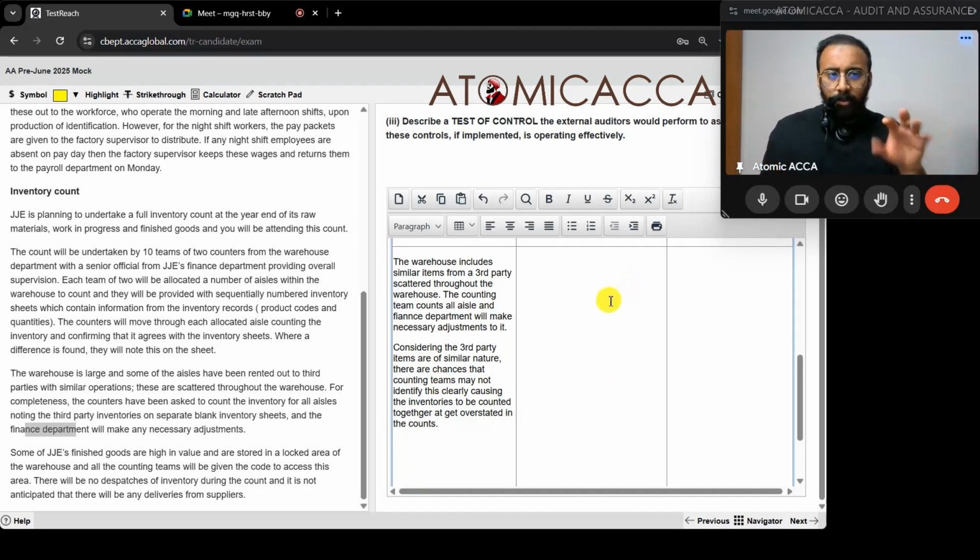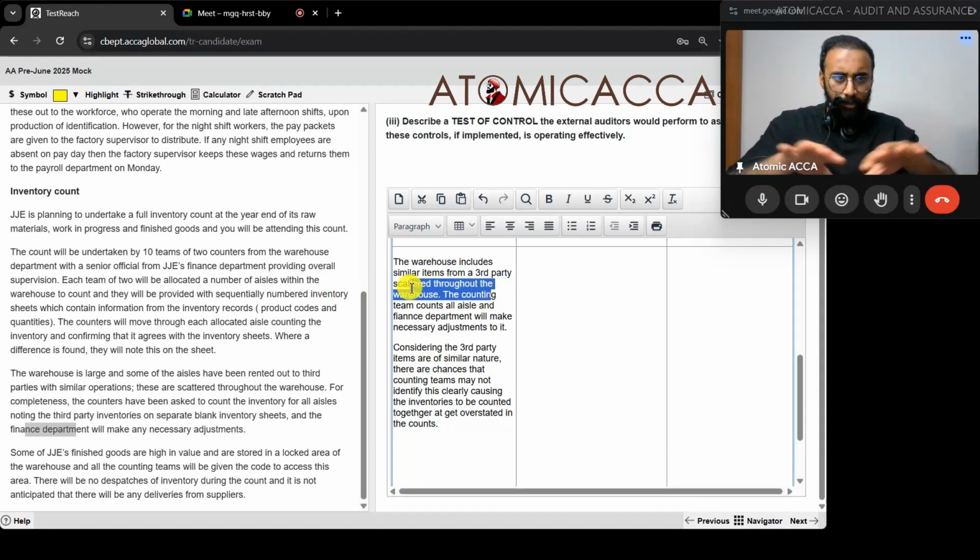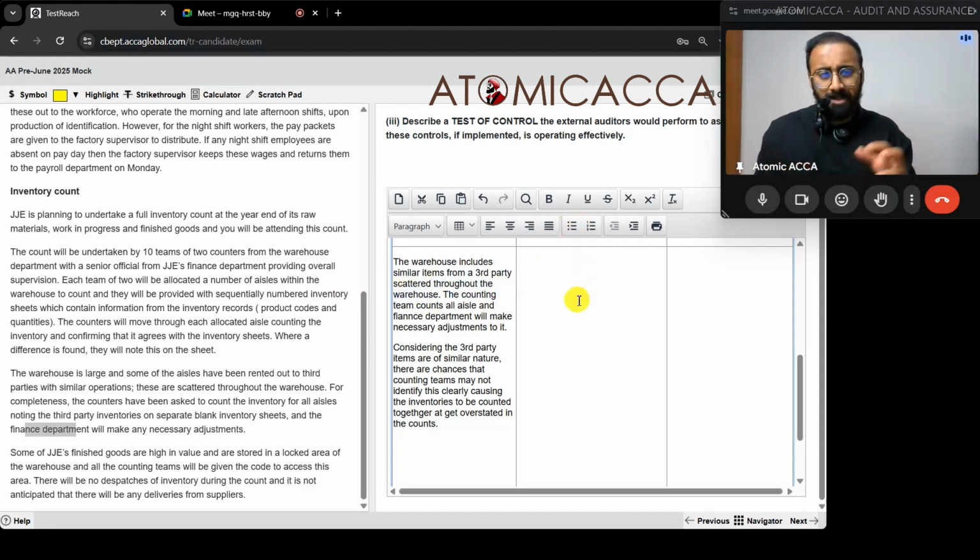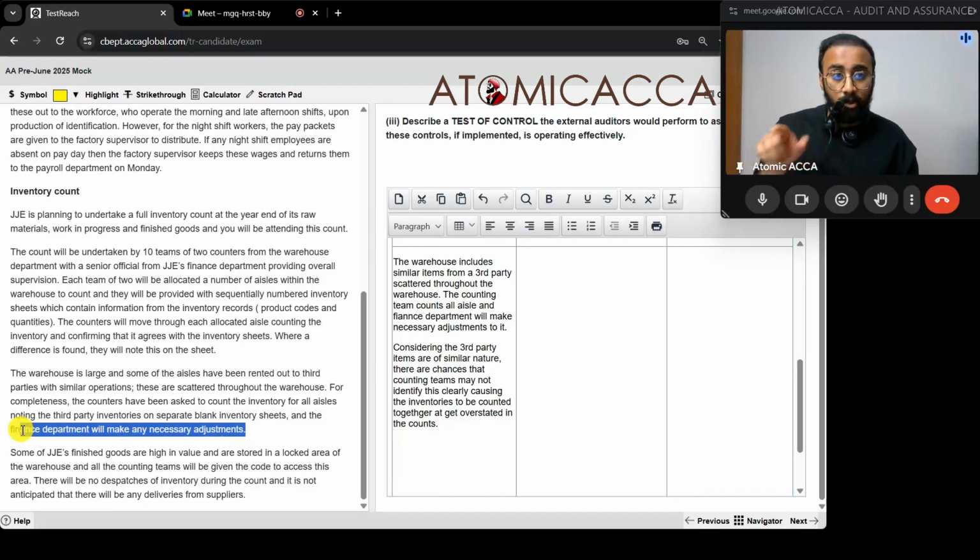What can we do in order to address this? Now here the flip point is not exactly like, for example, I can't tell that the counting team should not count the third party. That would not make any sense at all. So what I can do is give some other recommendations where, instead of scattering this throughout, they can arrange it properly. This is a general point with third party inventories. You must have seen the exam kit solutions as well, so mostly you can use the same thing here. Here something very case specific is the counting team doing all the counts together and the finance team making the adjustment. So you have to specifically talk about that.